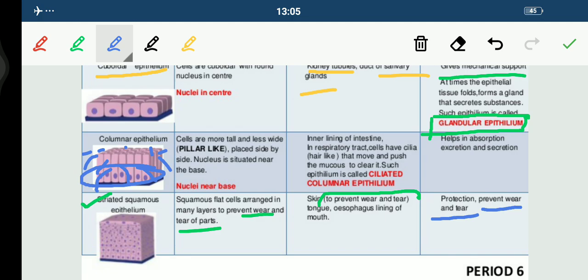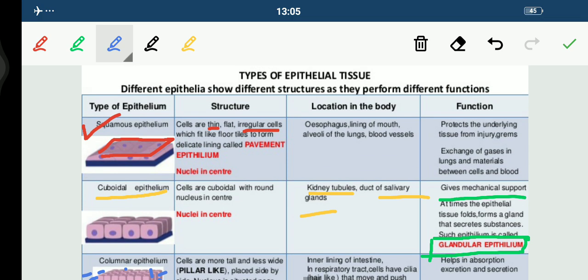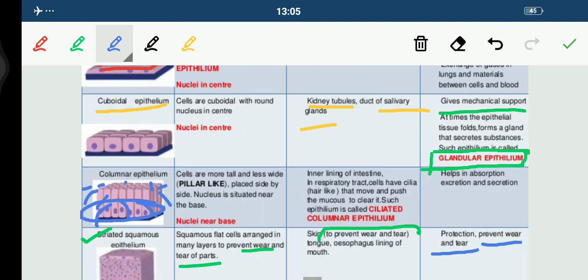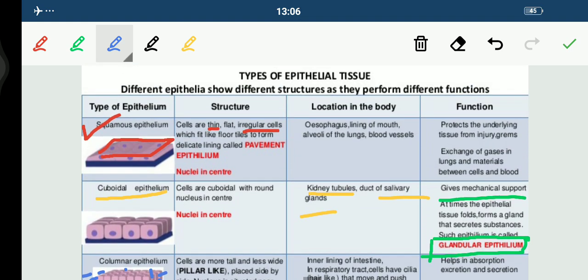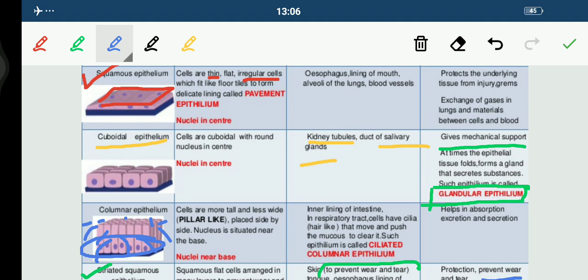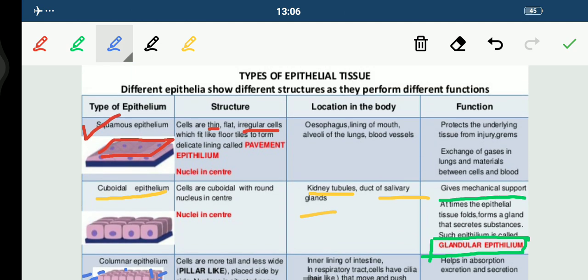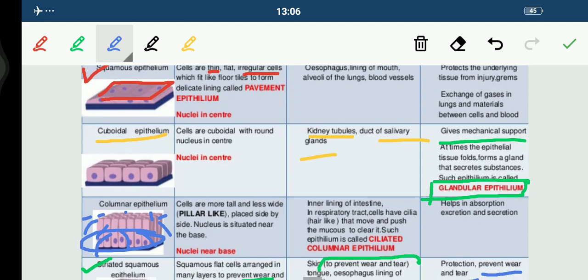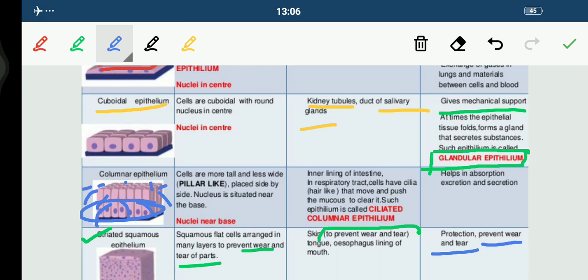So this was all about the epithelial tissue. I hope the things are clear to each one of you, because this is a very, very important topic. All you need to remember is that the diagrams are very, very important. So you have to make all these diagrams in your notebook, students, and the structure, everything is to be written in tabular form only, so that you won't forget.